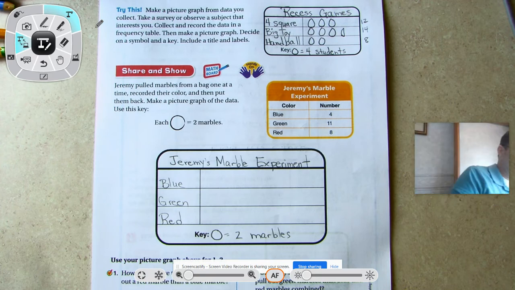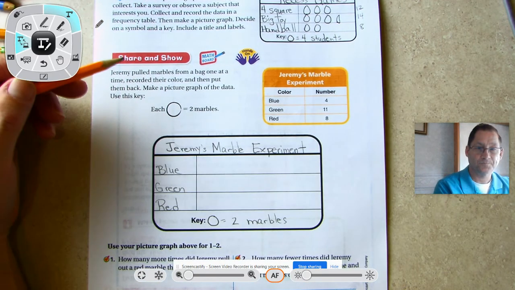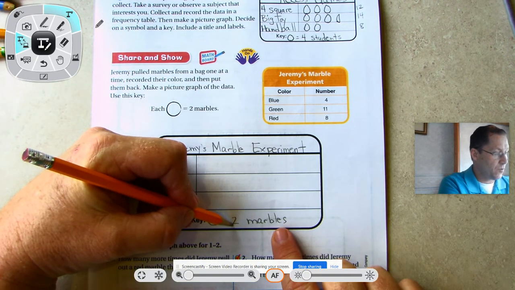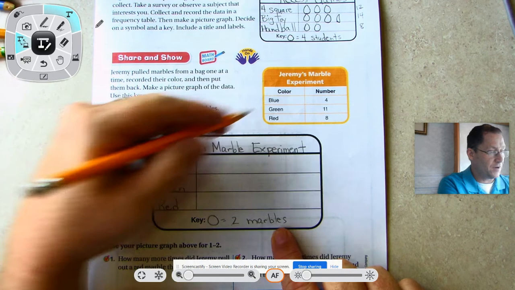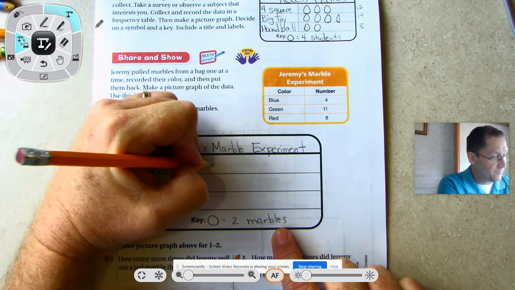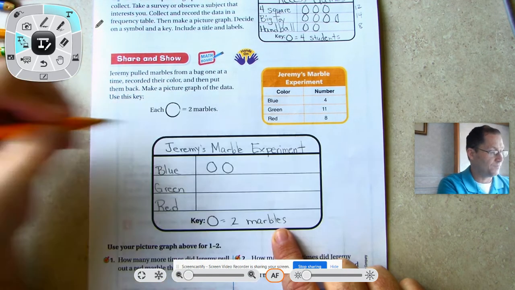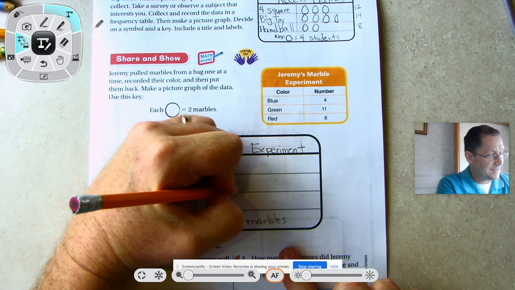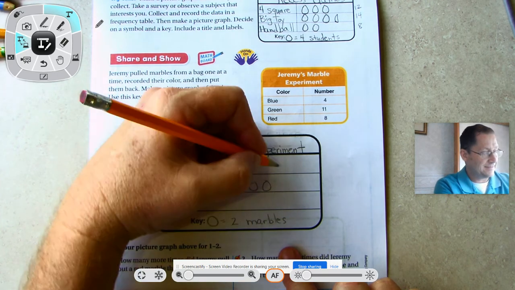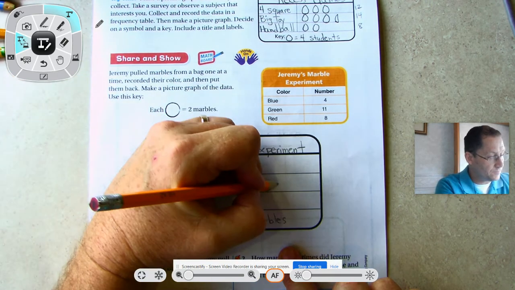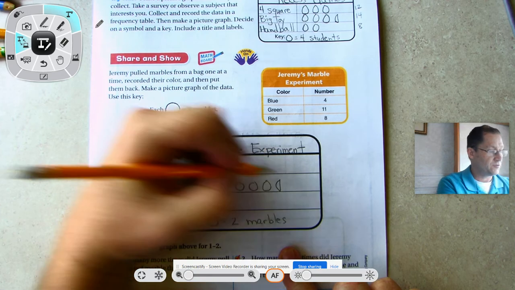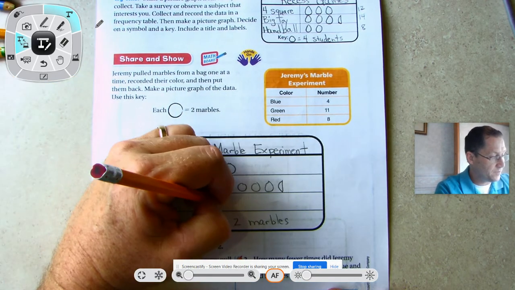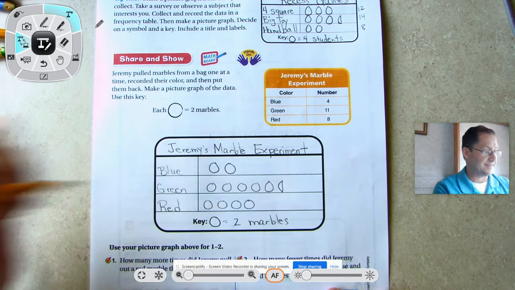Okay, and so now we have to draw the pictures. So blue, if each circle represents 2, I need to skip count by 2s until I get to 4. 2, 4. Green, I have 11. 2, 4, 6, 8, 10. I can't add another full circle because that would be 12. So I'm going to have a half circle for 11. And red, 2, 4, 6, 8.